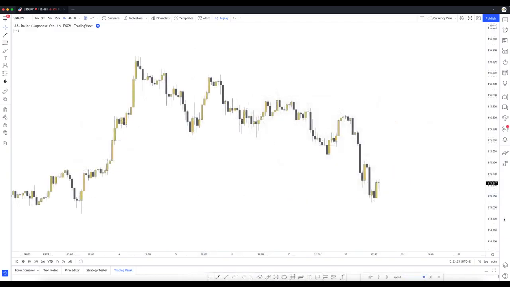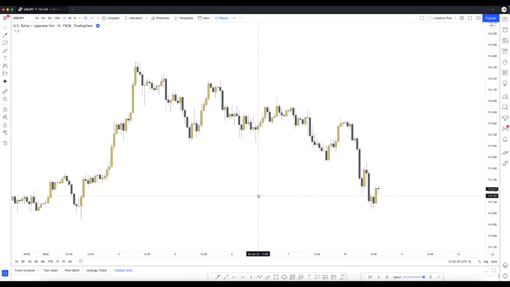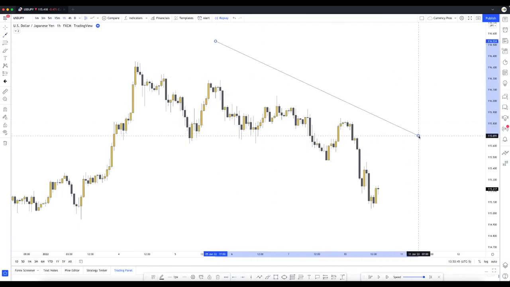All right, so we're taking a look at USD JPY on the 1 hour time frame. As we can see, we are clearly in a bearish market here. We have clear bearish order flow. We're making consistent lower lows and lower highs. So we should really only be looking for sells in this scenario.